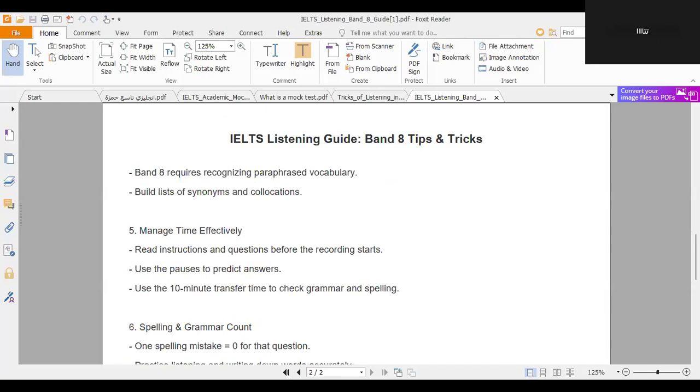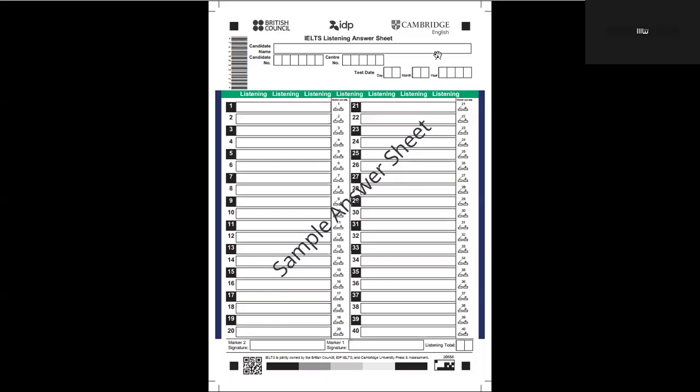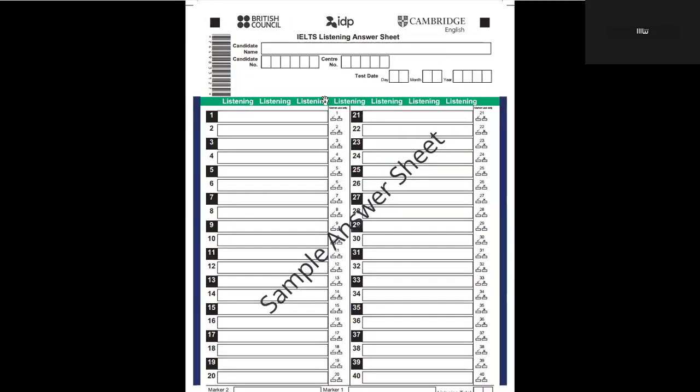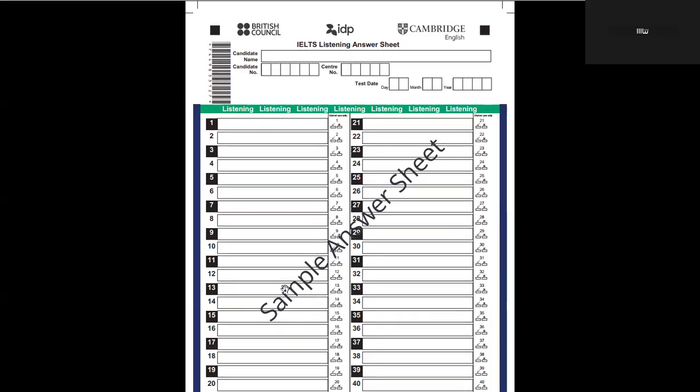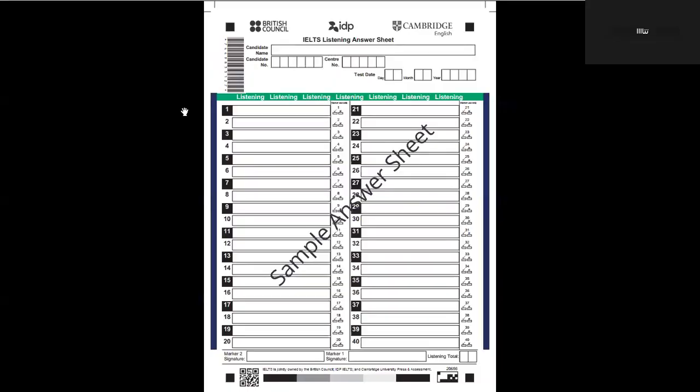One minute. I need to show you something. Look here, Abdurrahman. This is the sample answer worksheet that you have for listening. You have, first of all, the IELTS listening answer sheet. You have the candidate name. It looks exactly the same. This is from the British Council, by the way. Don't worry about this, this is a sample.